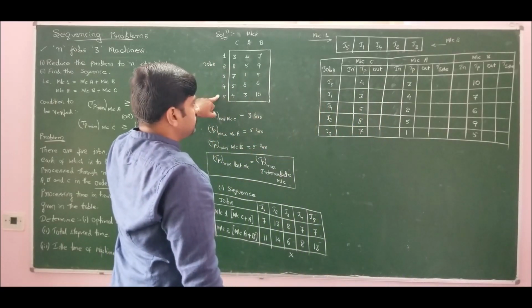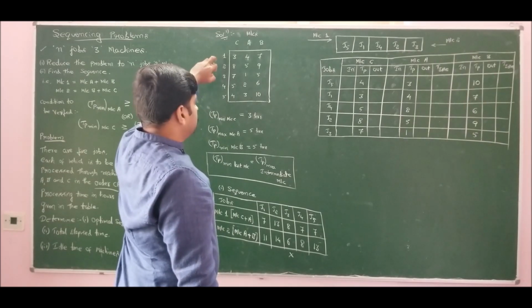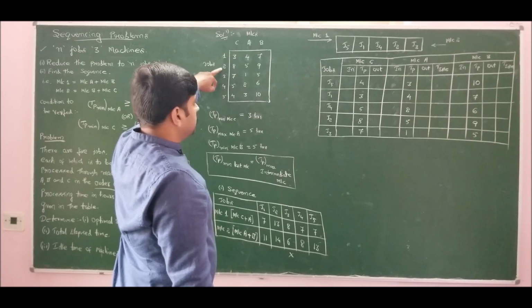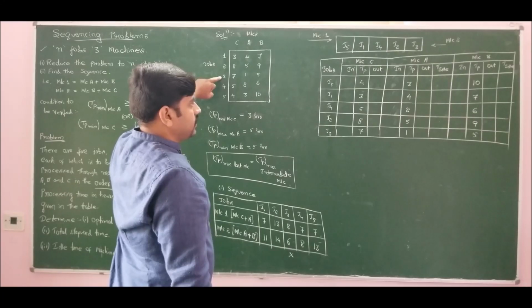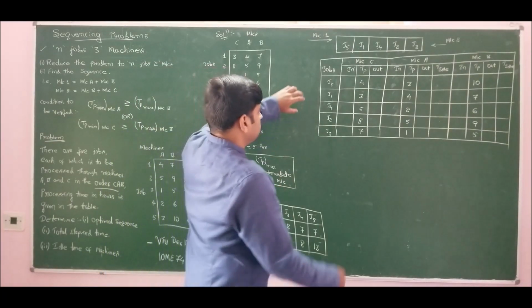For job 5, 4, 3, 10. For job 1, 3, 4, 7. For job 4, 5, 2, 6. For job 2, 8, 5, 9. And finally for job 3, 7, 1, 5. This completes the second step. Now let us solve the problem.